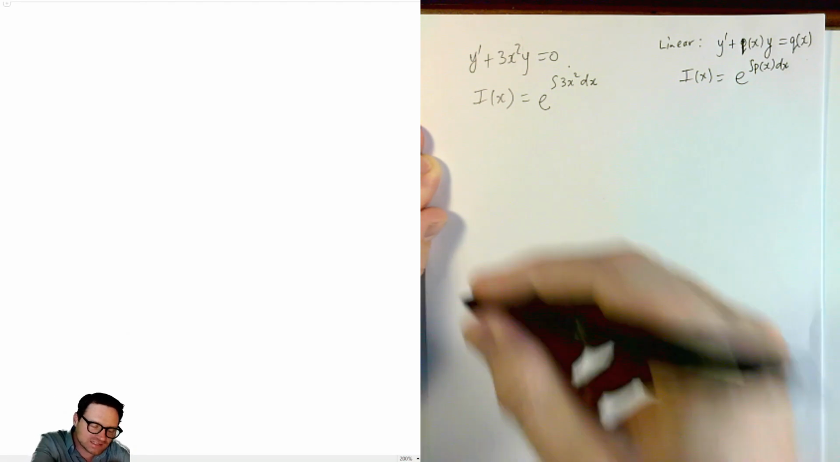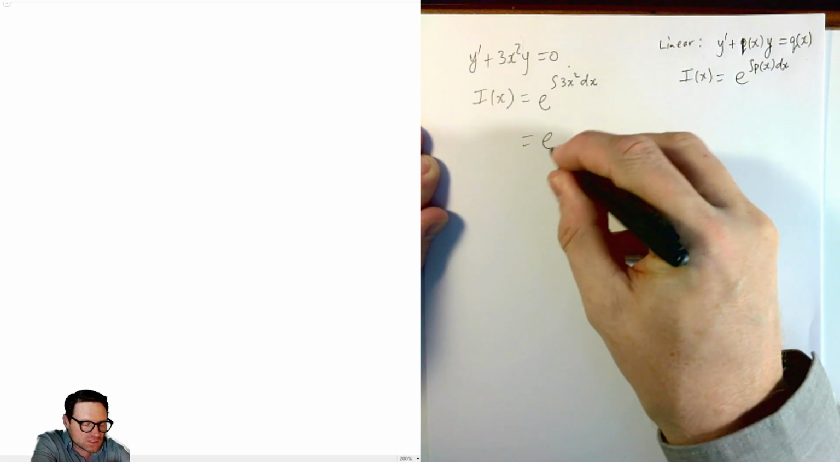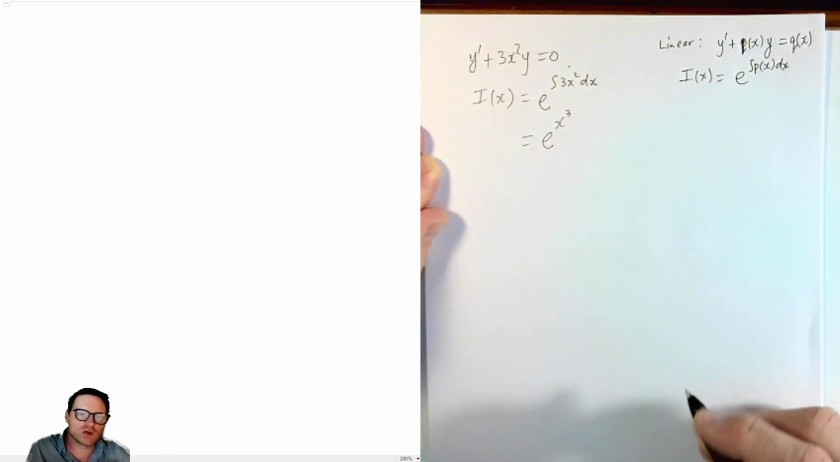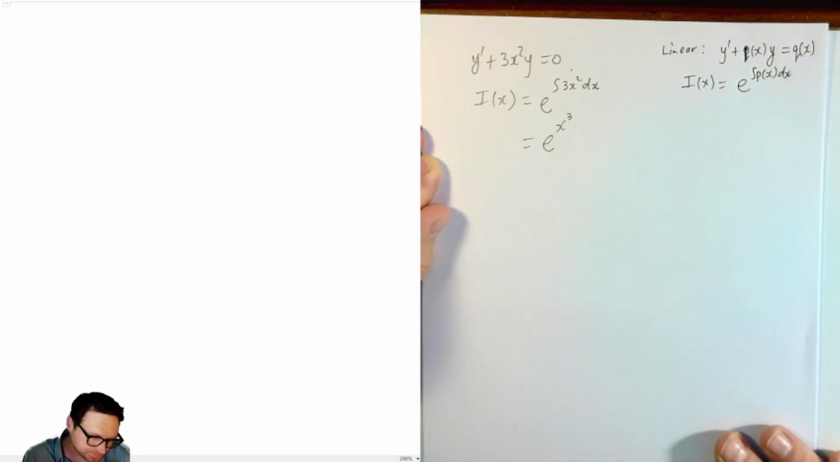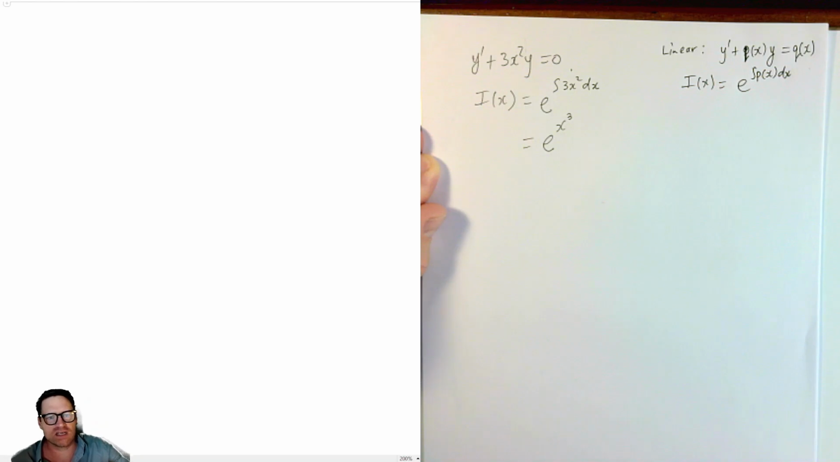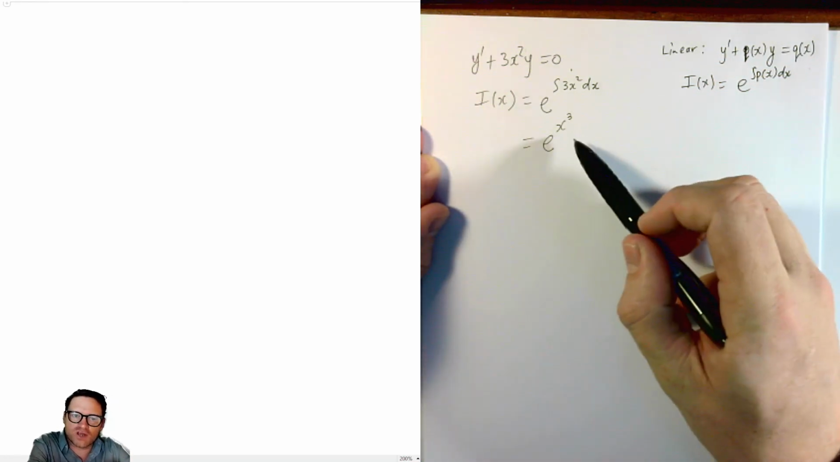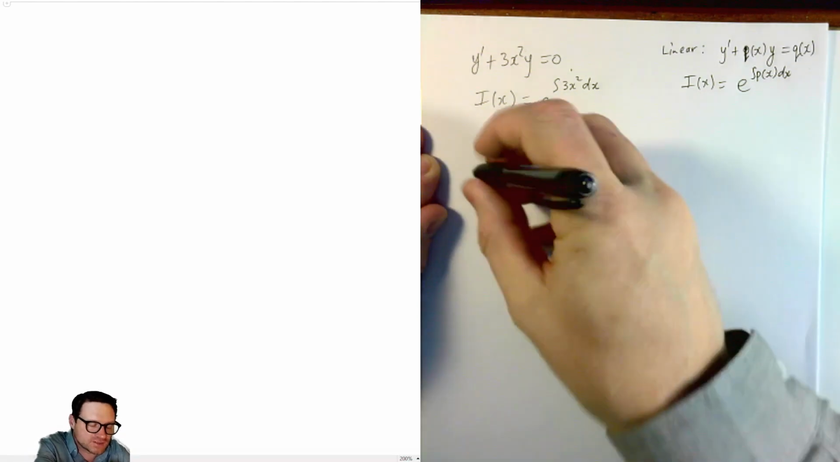It's incredibly easy to do this integral. So we've got e to the power of x cubed. Remember, we add 1 to the exponent and divide by the new exponent. And we don't need the plus c here because this will do the job. And that job is to multiply throughout by that integrating factor.